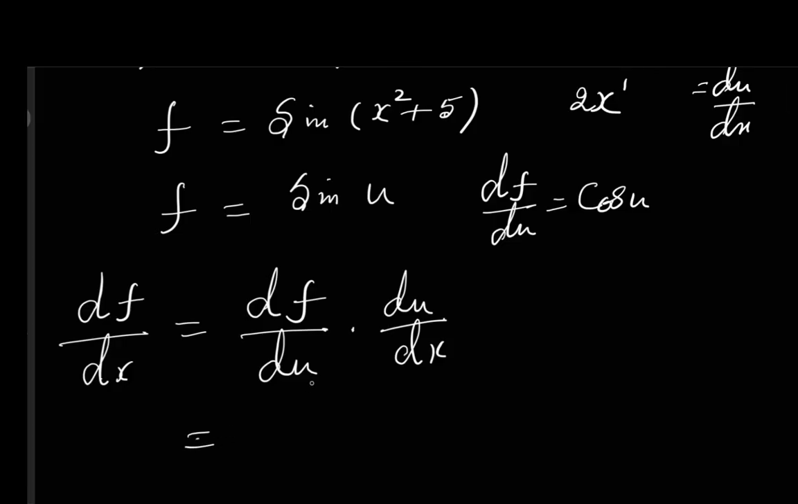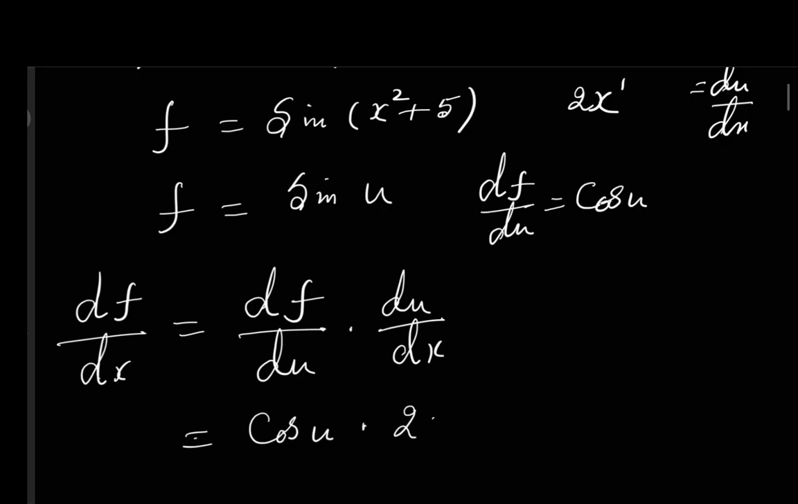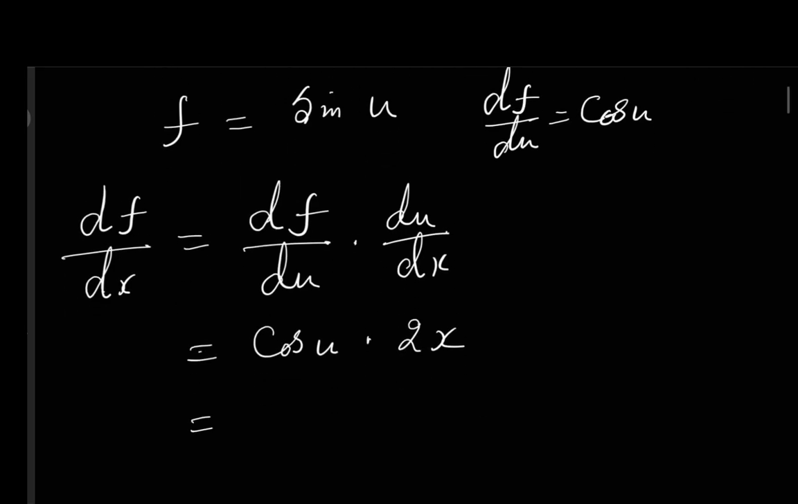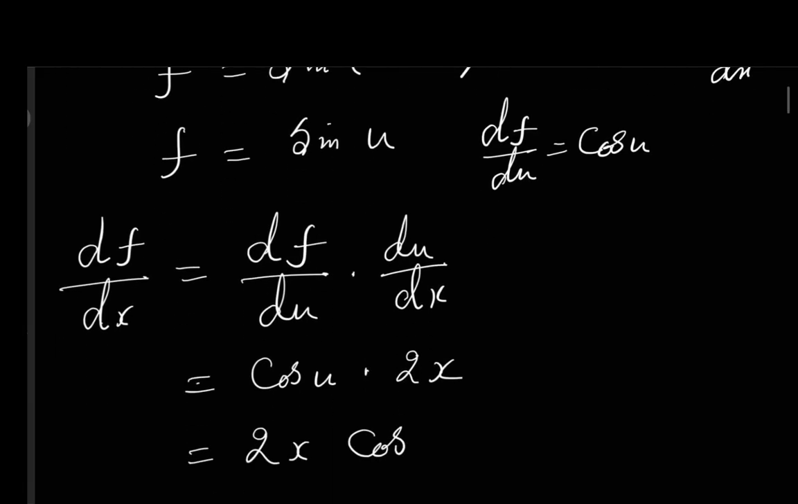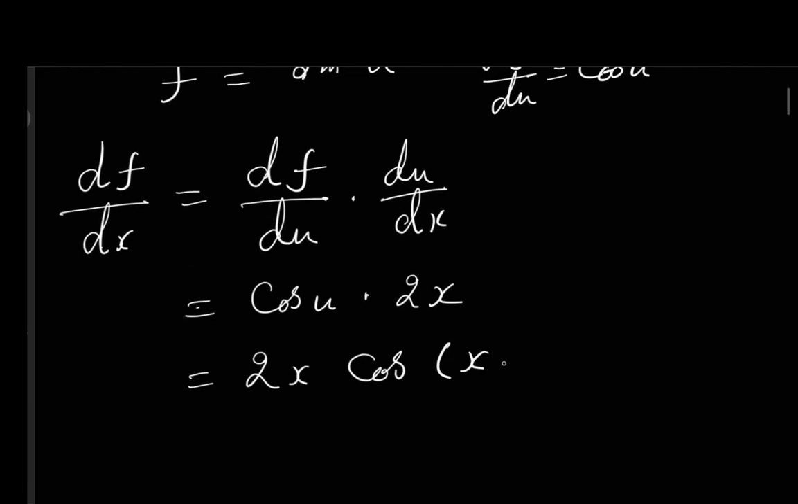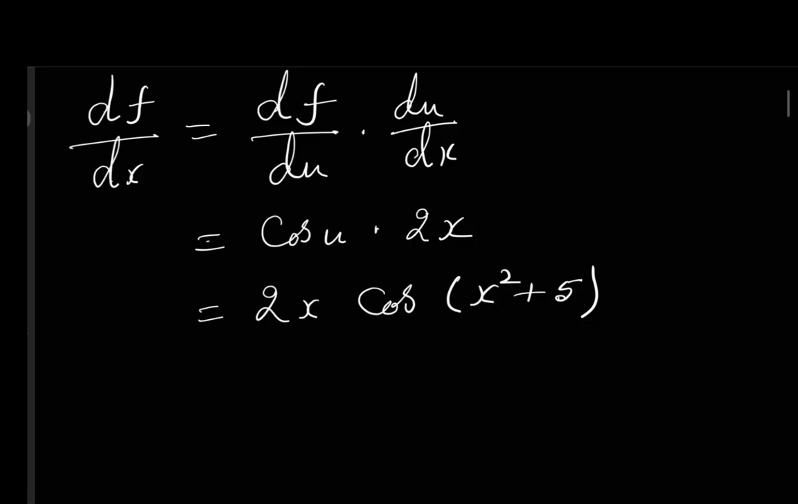Now substitute here. df by du is cos u into du by dx is 2x. This is equal to 2x cos of, what is u? You have taken u is equal to x squared plus 5. So 2x cos of x squared plus 5. This is the answer. See, all the terms are in terms of x. You have to replace the u terms. So this is the answer.